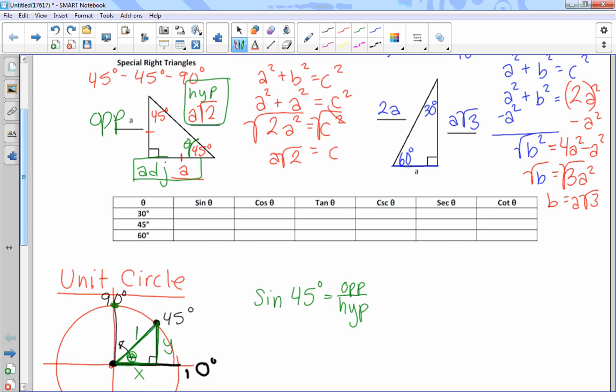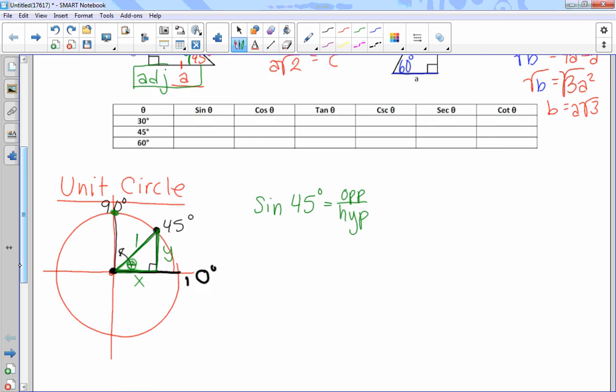And what's the opposite? A, and hypotenuse is? So a over a root 2. Notice my a's cancel out. And we're left with 1 over root 2. Now, there's three things we never, ever need in denominators of fractions. We never need fractions in the denominators. We never need i's in the denominators, and we never need square roots, also called radicals. So we need to rationalize the denominator.